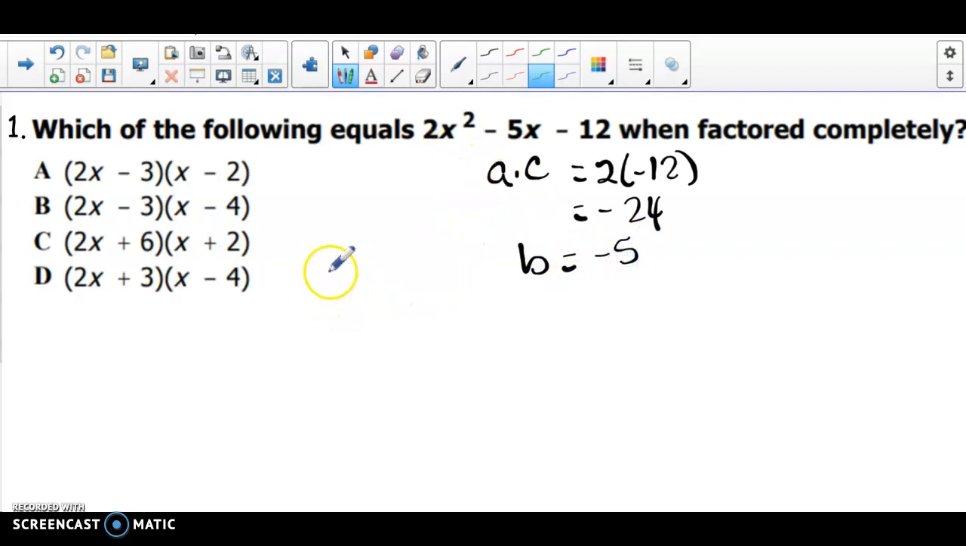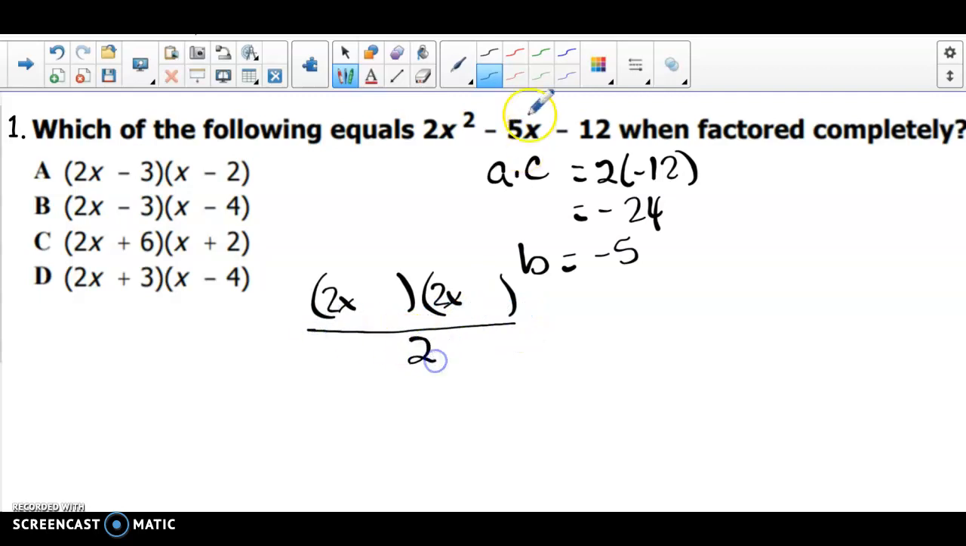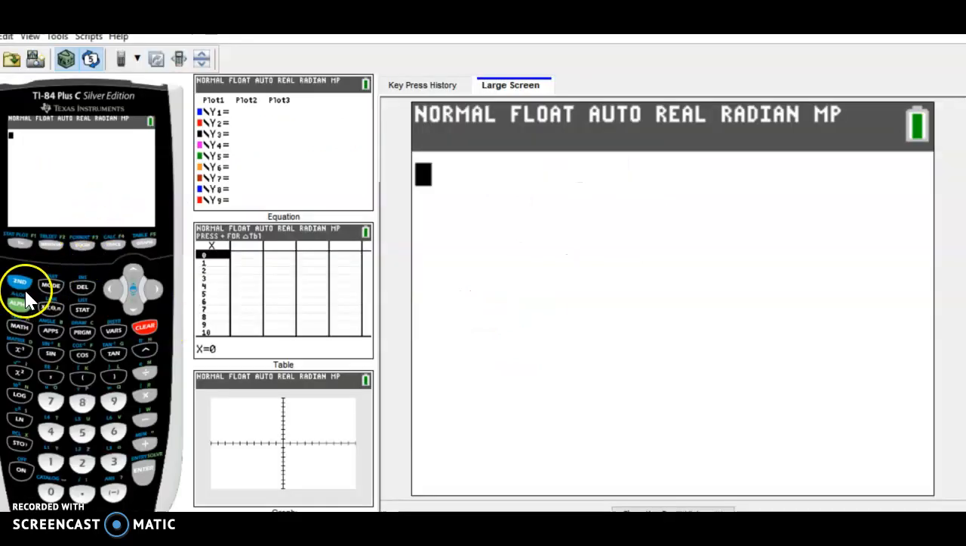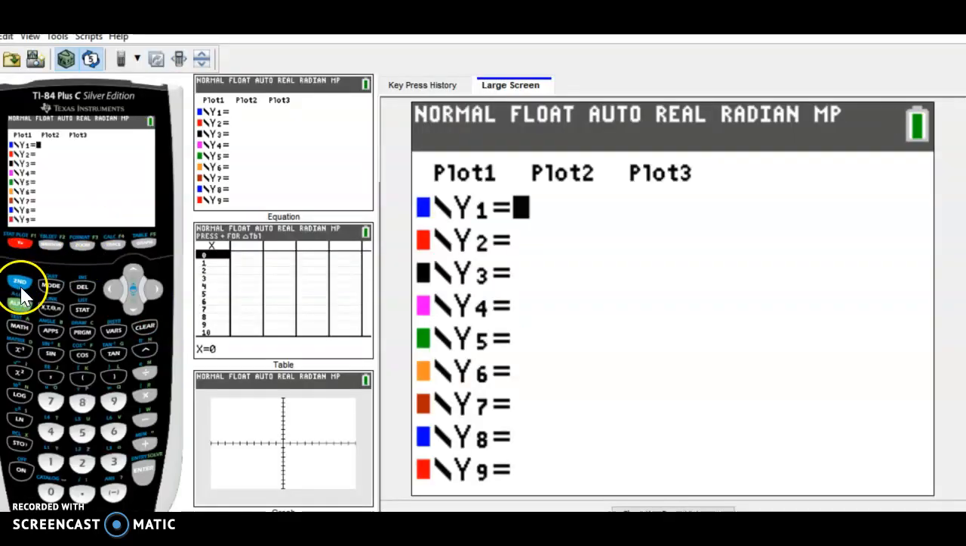So I'm going to put in my two sets of parentheses. 2x and 2x, all divided by 2. Now, what kind of numbers can I multiply together to get a negative answer? The only types of numbers are positives and negatives. What are my factors of 24 that when I subtract those same two numbers, I get a negative 5?